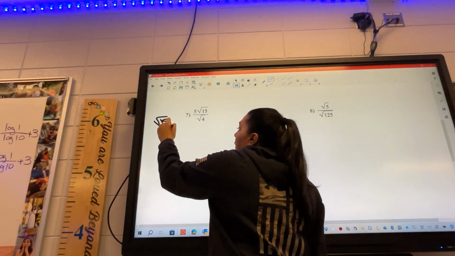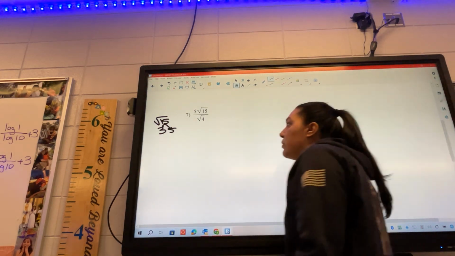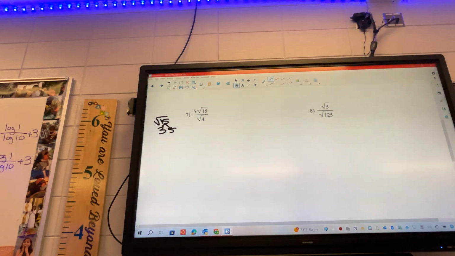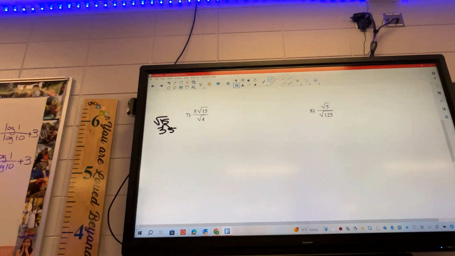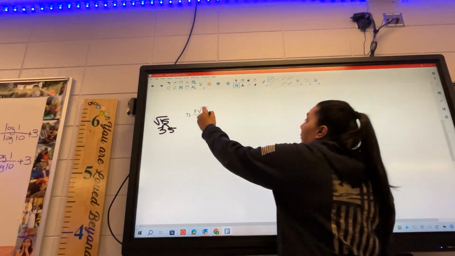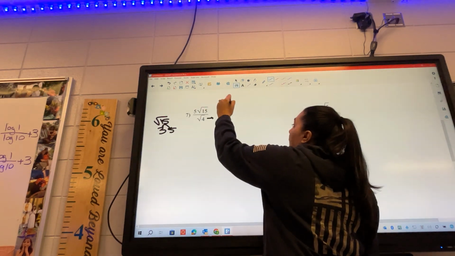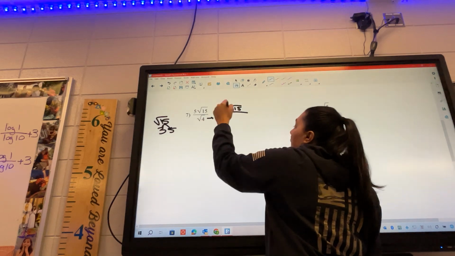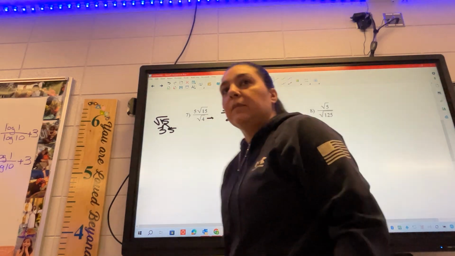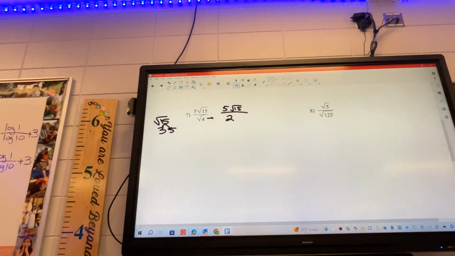3 and 5, so who can go? Nobody can go. So the 15 is really going to stay at 15. What about a 4? What's a 4 become? A 2. So a 4 becomes a 2 with or without a house? Without a house. So now this part is really going to become 5 square root of 15, and now we have a 2 on the bottom.